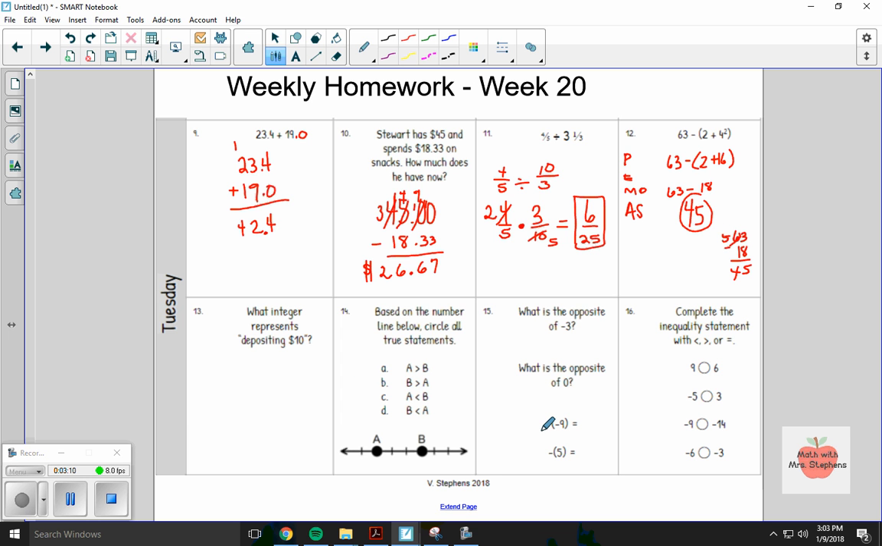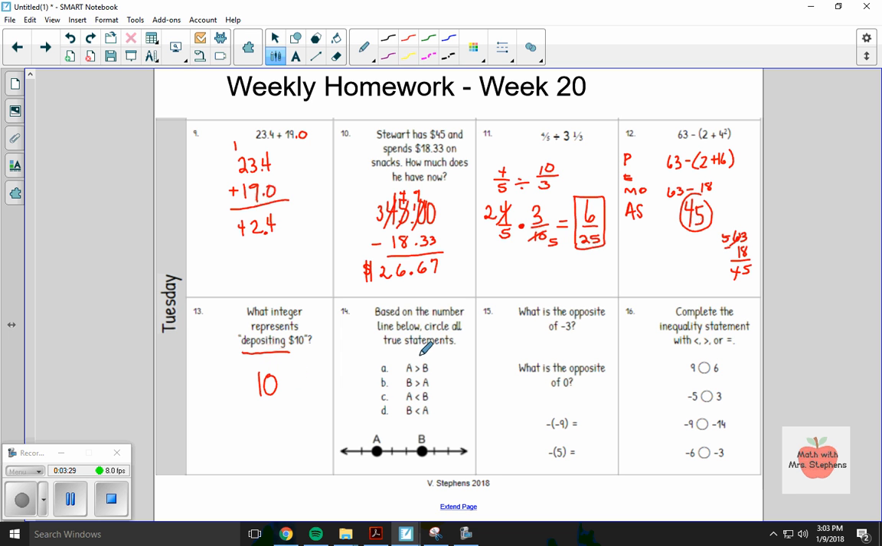The bottom row is what we're studying this week. What integer represents depositing? Remember, depositing $10 is putting money into your account. So your bank account balance would increase. Therefore, it would be represented as positive 10.